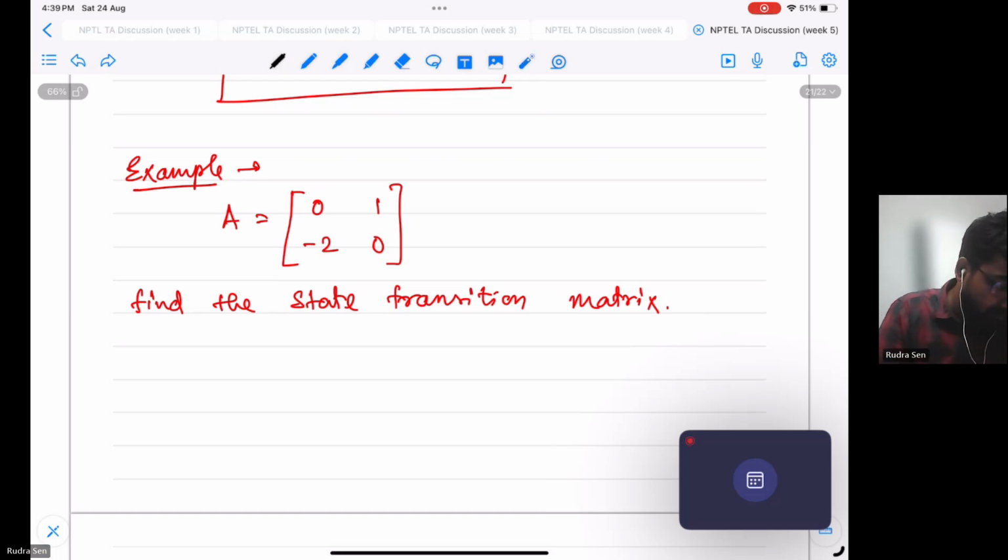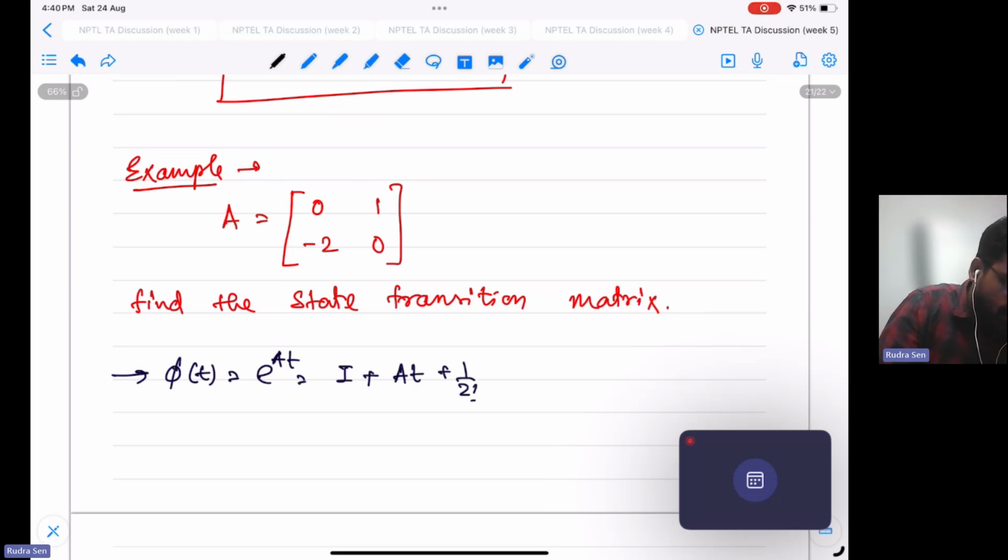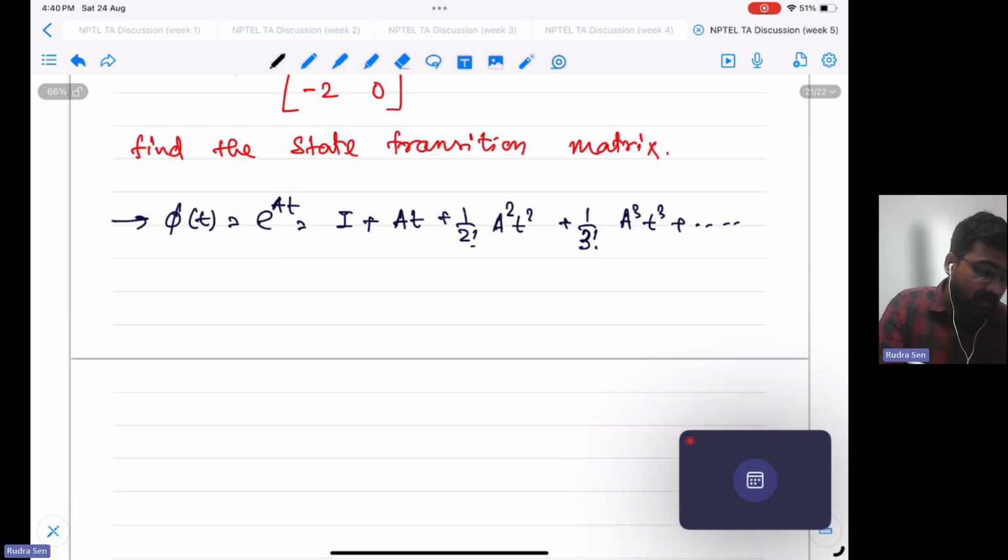So phi(t), or e^(At), is basically, we know, I + At + (1/2!)A²t² + (1/3!)A³t³ + this.